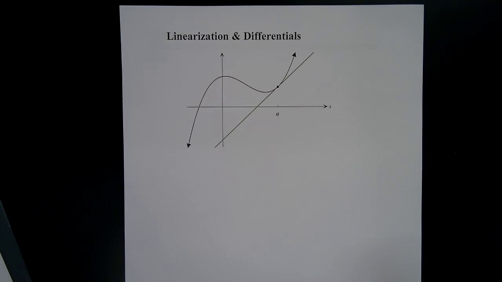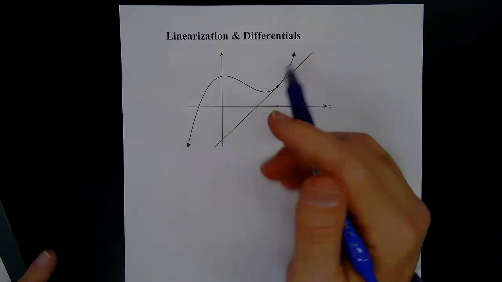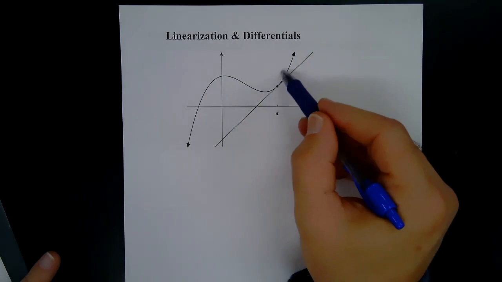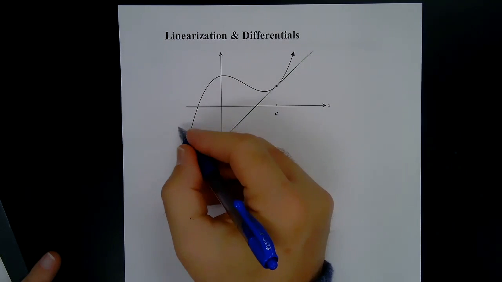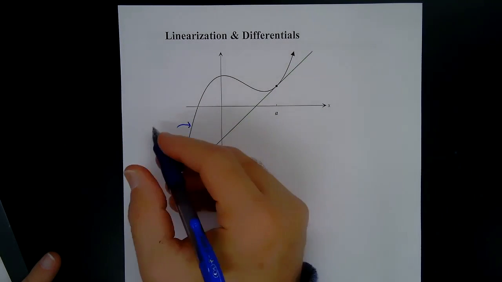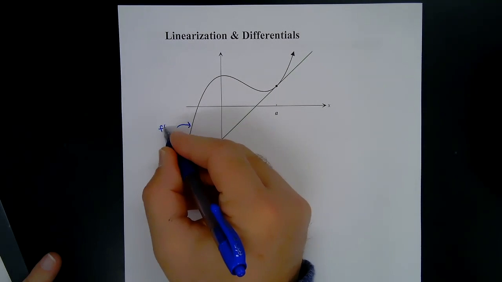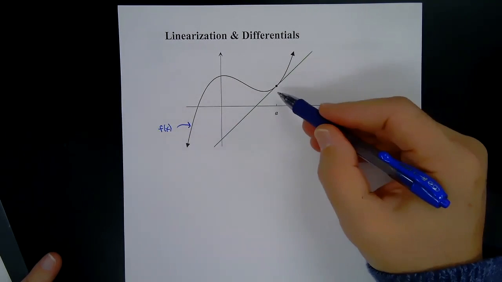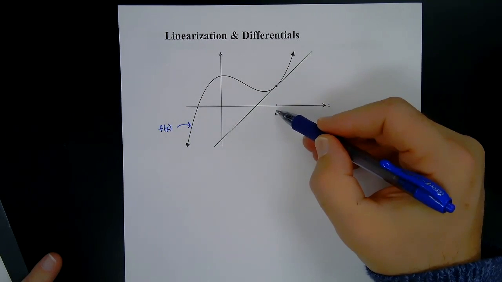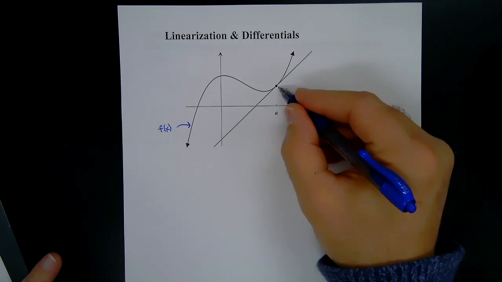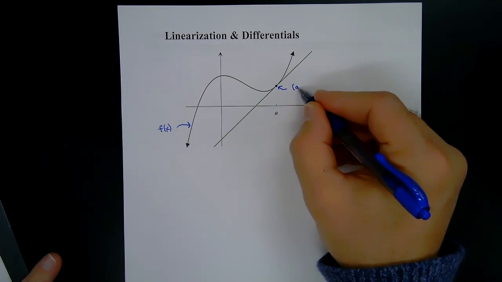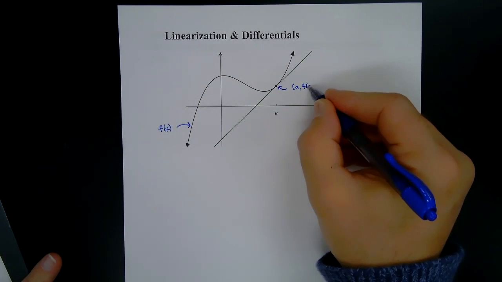So today we're going to talk about linearization and also differentials, two similar but different things, okay? So we're looking at these two curves right here. This is going to be my function f of x. So let me label that. This is going to be f of x, okay? And this point right here is at a. So this point would have to be a comma f of a.